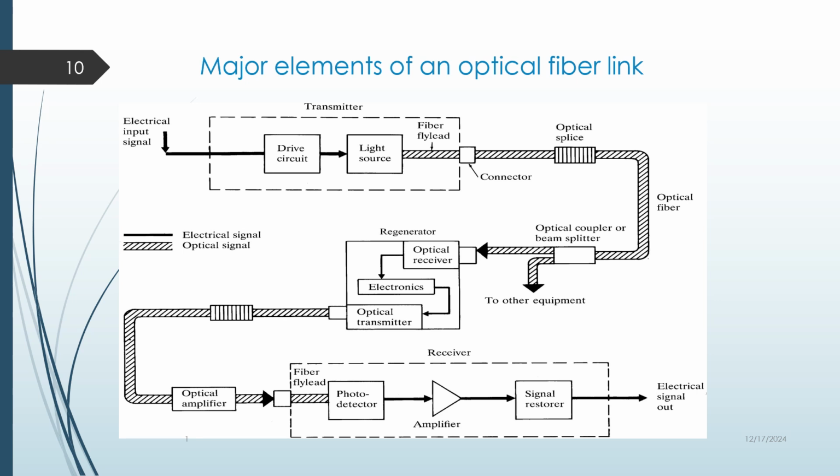In the regenerator, the main component is the optical receiver, where we receive the signal and convert it again into electronic form, and then the optical transmitter again converts the electrical signal to a light signal, which passes via the optical fiber. It also consists of an optical amplifier, and finally the receiver circuit, where the light signal is again converted to an electrical signal with the help of a photodetector and a signal restorer circuit.